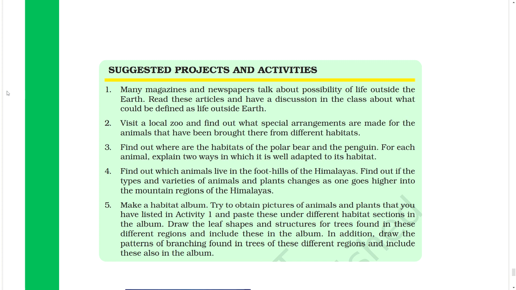4. Find out which animals live in the foothills of the Himalayas. Find out if the types and varieties of animals and plants change as one goes higher into the mountain regions of the Himalayas. 5. Make a habitat album. Try to obtain pictures of animals and plants that you have listed in activity 1 and paste these under different habitat sections in the album. Draw the leaf shapes and the structures for trees found in these different regions and include this in the album. In addition, draw the patterns of branching found in trees of these different regions and include this also in the album.